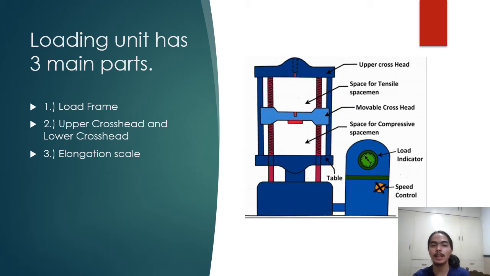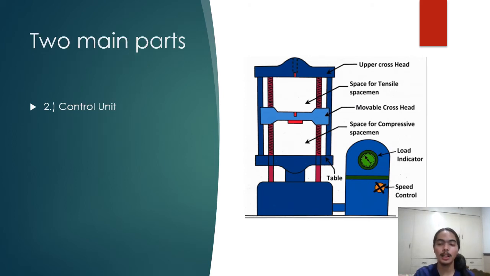Number 3 is the elongation scale. This is the relative movement of the lower and the upper table, measured by an elongation scale which is provided along with the loading unit. The second main part we have is the control unit.